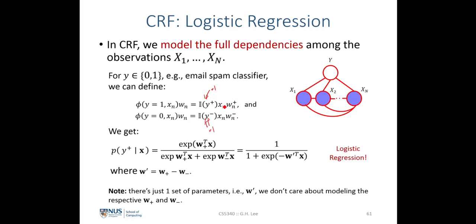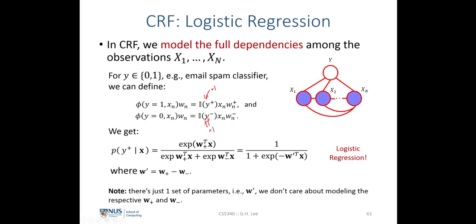And multiply by xn, where xn is simply the observation of the nth random variable in this conditional random field, multiplied by wm plus, where wm plus represents the parameter that corresponds to an email which is a spam, and wm minus represents the parameter that corresponds to the email which is not a spam.